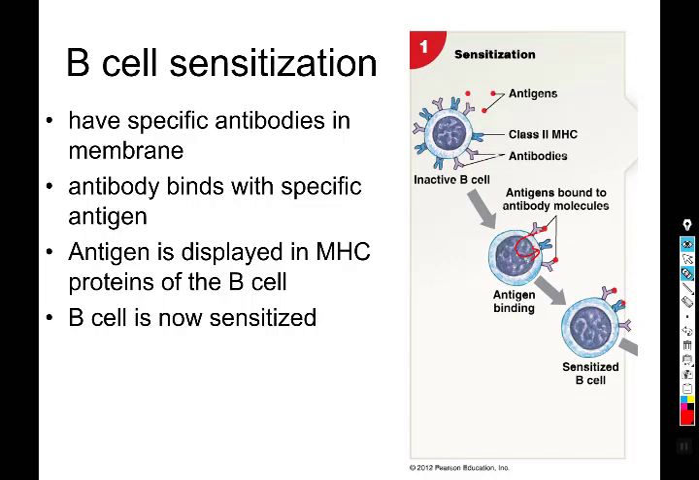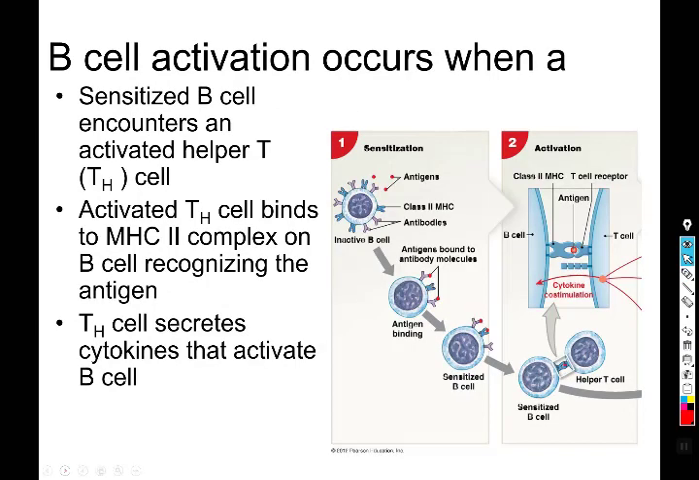So once we have antigen bound to antibody and antigen bound to MHC, now the cell is considered to be sensitized. So what does that mean? Well, sensitized effectively means the initial steps of activation, right? So we're starting to have humoral immunity be activated. So you can't have activation fully without sensitization.